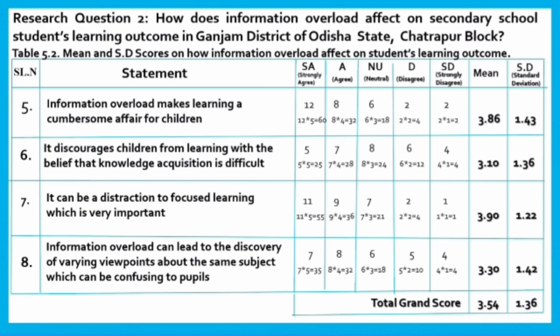In statement number 5, 12 respondents strongly agree, 8 agree, 6 are neutral, 2 disagree and 2 strongly disagree. Each respondent's points reflect their level of agreement with a statement. Strongly agree is assigned 5 on the basis of the Likert scale. Here 12 multiplied by 5 is 60. Likewise, other scores are calculated using the Likert rating scale.